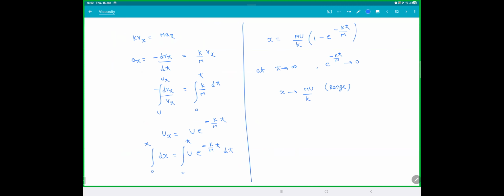With that, we are done with viscosity. Like I said, in viscosity there are primarily 3 concepts: Newton's law of viscosity, Poiseuille's equation, which was actually derived from Newton's law of viscosity, and Stokes' law.